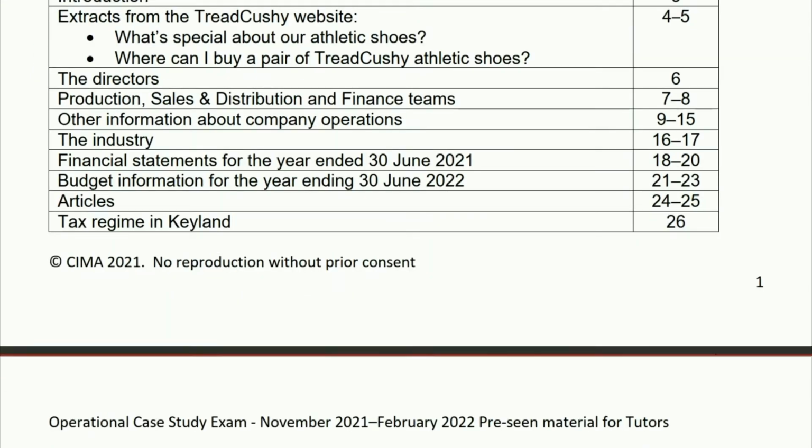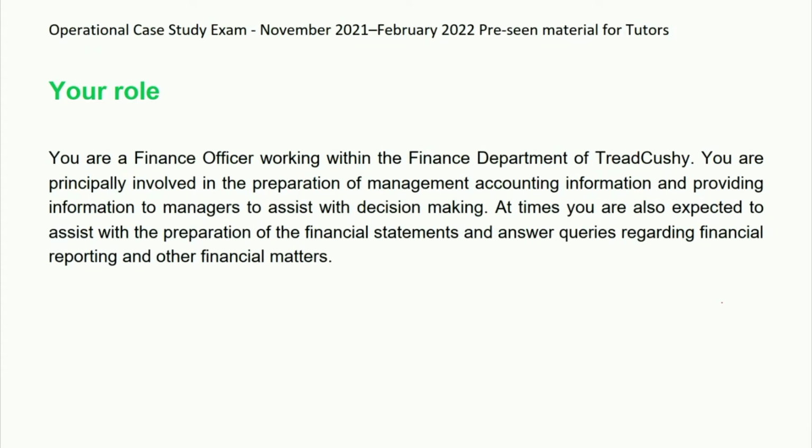Okay, so we can see on the first page that our role is as a finance officer working within the finance department. We are principally involved in the preparation of management accounting information, but we also do a little bit in relation to financial statements. So the main focus here is on management accounting information, and that's not a surprise, being as usually at this level P1 as a paper leads the way. So we can think principally in terms of P1 leading the way for issues that are going to come up that will lead to variance in the exam.